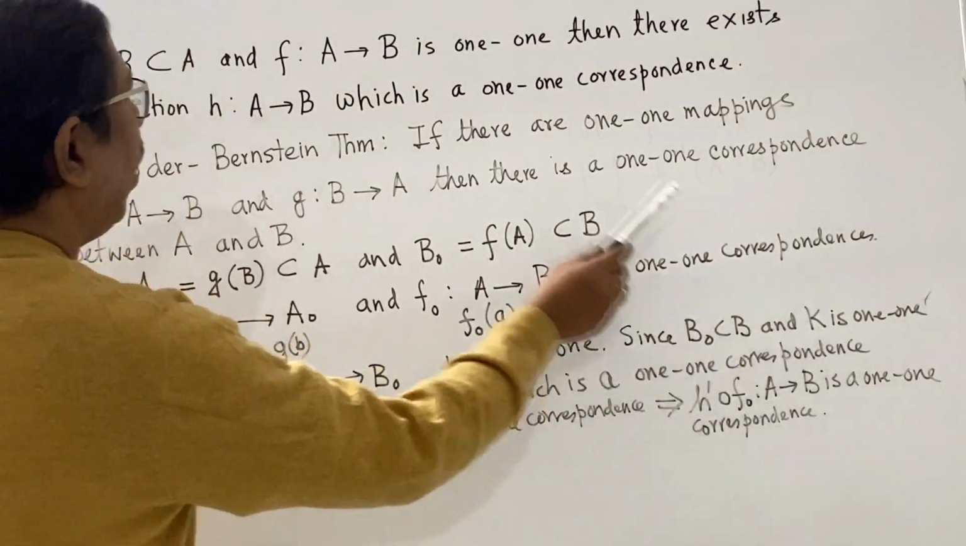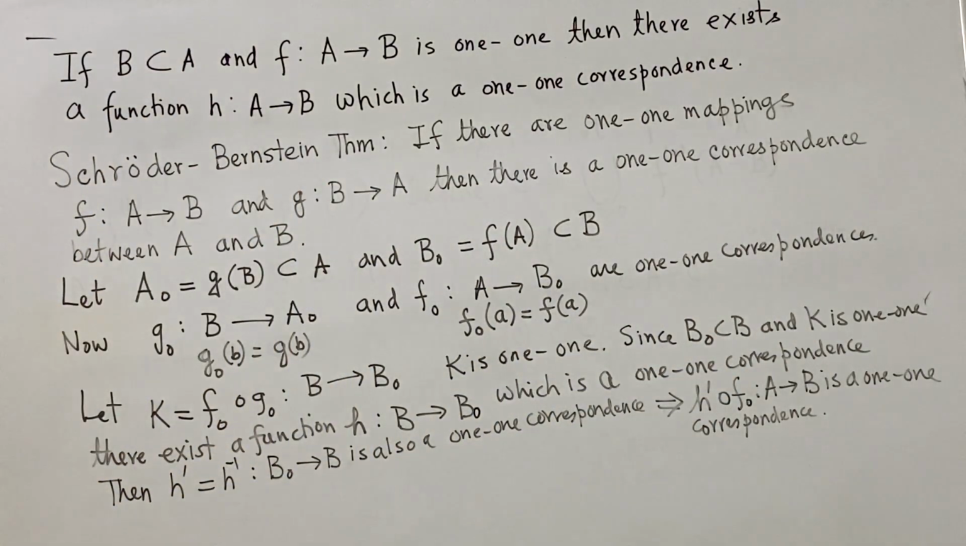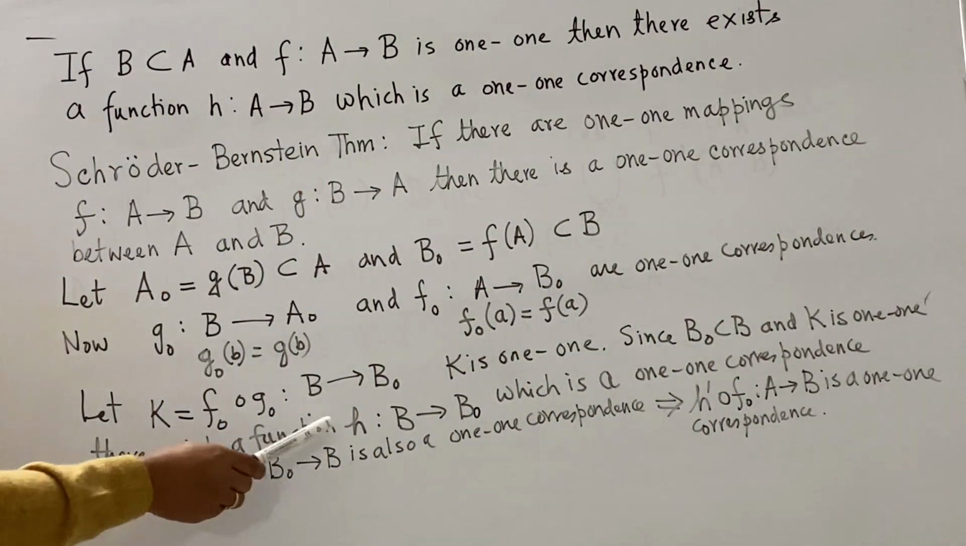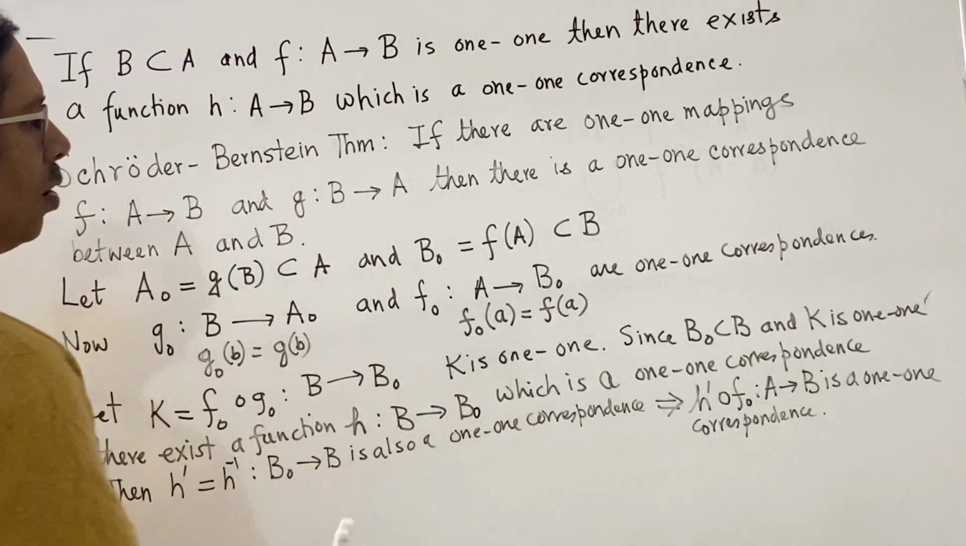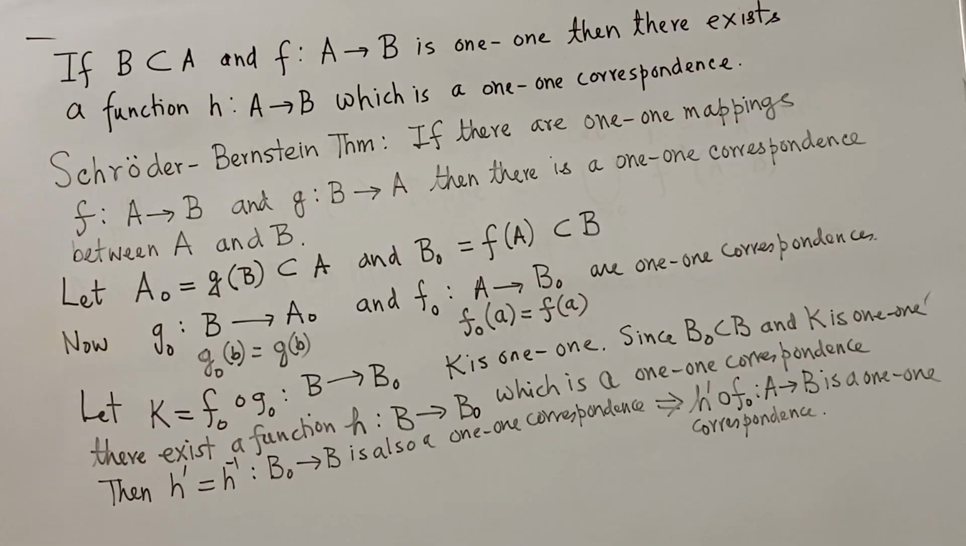Since both f naught and g naught are 1-1, K is 1-1, and since B naught is a subset of B and K is 1-1, we can invoke this result and we can find the function H going from B to B naught, which is a 1-1 correspondence. Now, if we have a 1-1 correspondence, it has an inverse function, H inverse, which we have called H dash, which goes from B naught to B and is also a 1-1 correspondence.